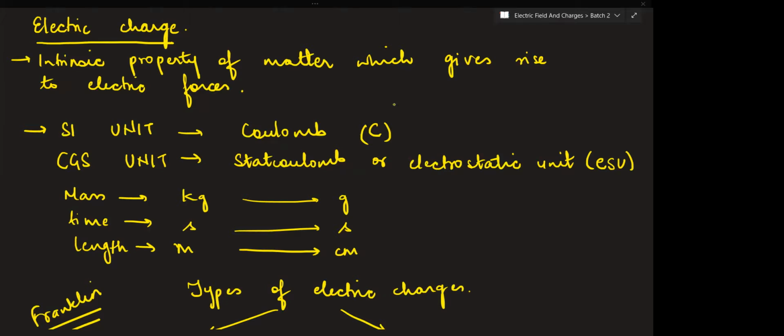This means the very basic property of matter. So we'll be studying electric forces, electric field. These are only possible because of electric charge. You can omit this part. You don't need to write this. I was just telling that in SI unit we have these quantities and in CGS unit we have these.